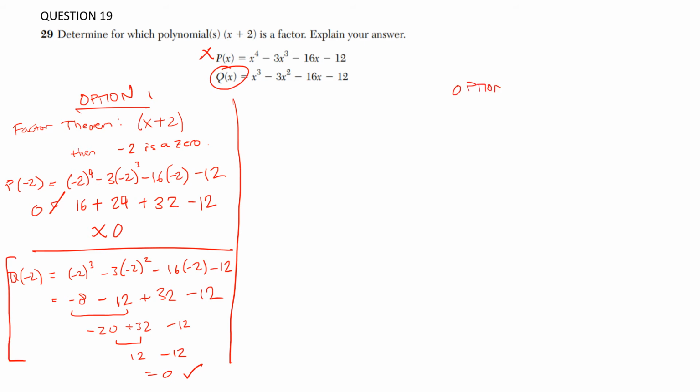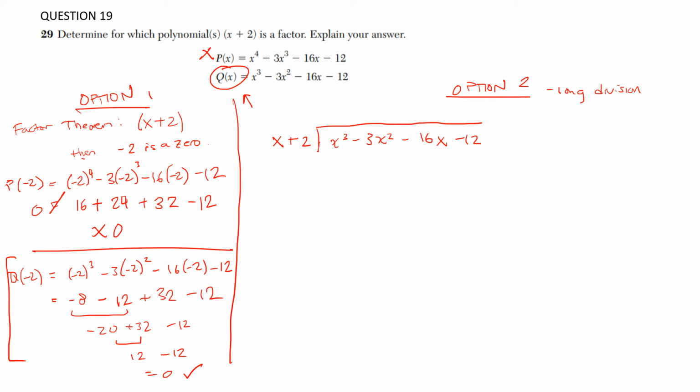Option 2 is to use long division. Okay, this is long division. I will only show it for the correct answer because it's going to take a couple steps here. If x plus 2 is a factor, we should divide q of x by x plus 2, and our remainder should be 0. So we'll set up this long division here: x cubed minus 3x squared minus 16x minus 12 divided by x plus 2.